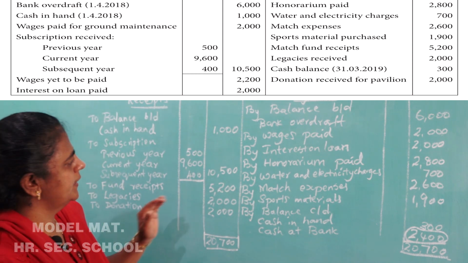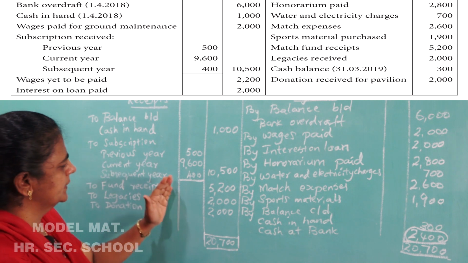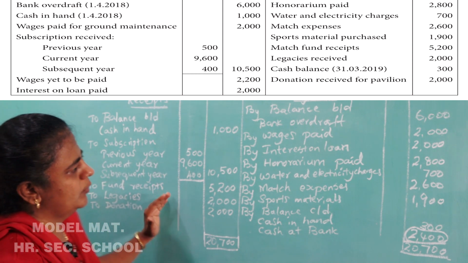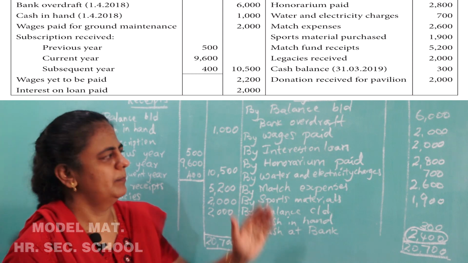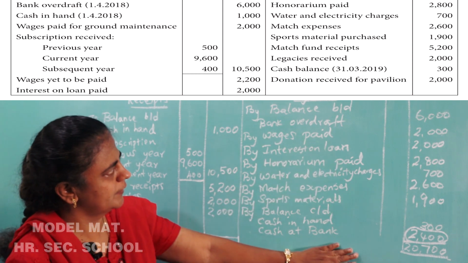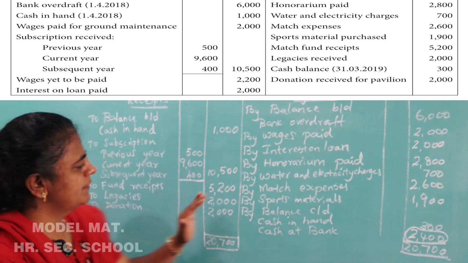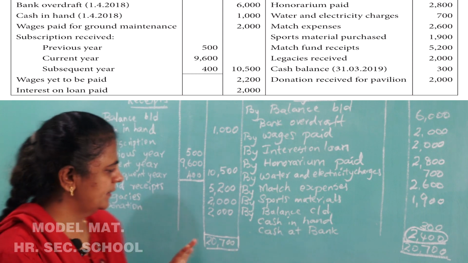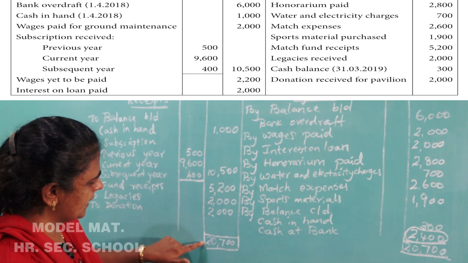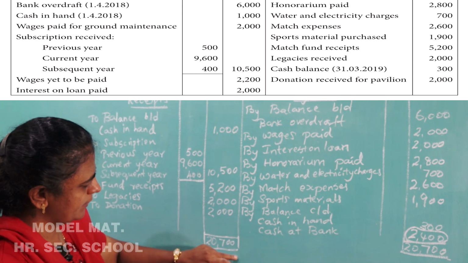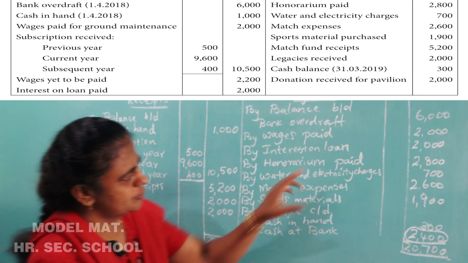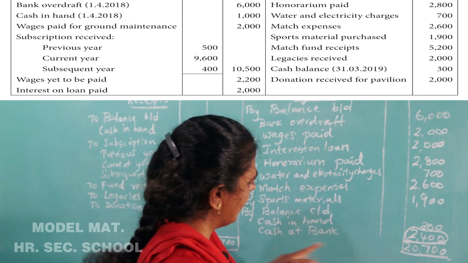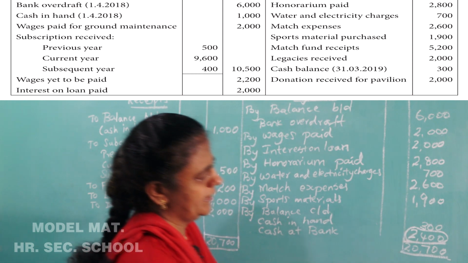Hope you understood what I did here. I took all the receipts, what all we are receiving, and put them on the debit side, and all the payments, what all we are paying, on the payment side. Then add up the debit side and the credit side and see which is greater. In this question the debit side is greater, that is 20,700. The total of the debit side should be subtracted with these items, and the difference will give you cash at bank, 2,400.